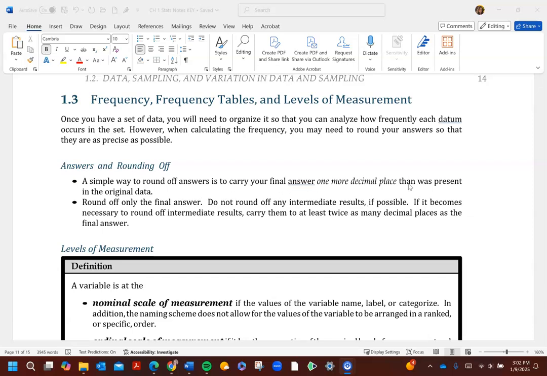So we always want to round one more decimal place than was present in the original data. So only round the final answer, not in between items. And you've probably had some lessons on that already, but just a refresher.